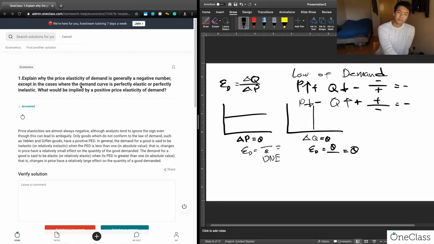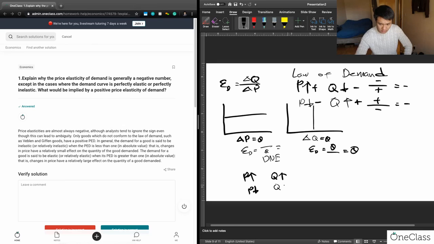Finally, what would be implied by a positive price elasticity of demand? Positive price elasticity of demand would imply that the law of demand is broken, right? That as price goes up, you would see quantity demanded go up, or that as price goes down, we see quantity demanded go down. One thing that we can see here is if price goes up and quantity demanded goes up, this is what we might think of as a luxury good.